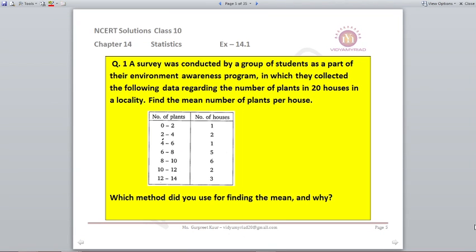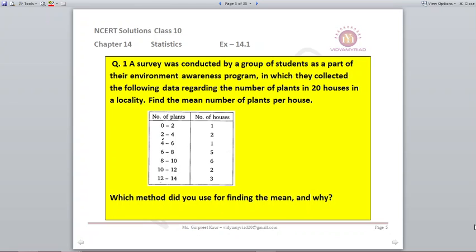Let's start with question number 1. There was a survey conducted by a group of students as part of their environment awareness program, in which they collected the following data regarding the number of plants in 20 houses in a locality. Find the mean number of plants per house. Which method did you use while calculating the mean and why?